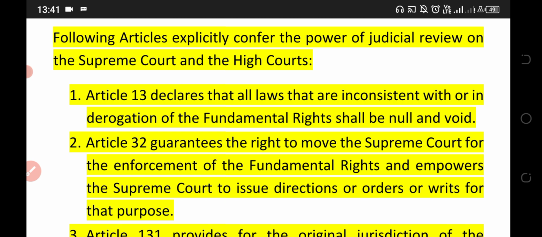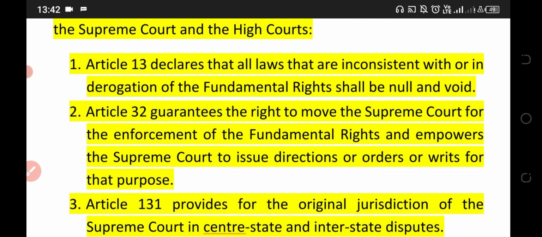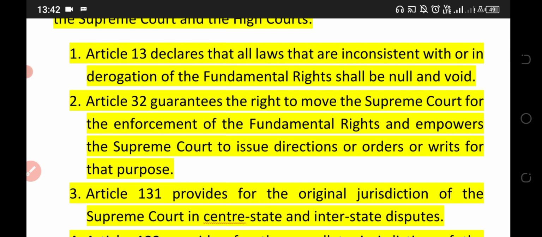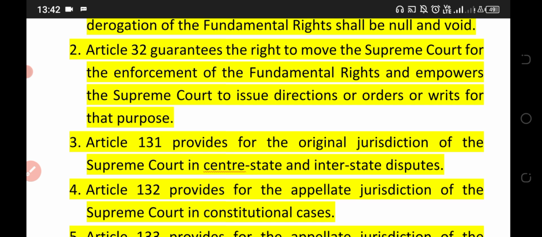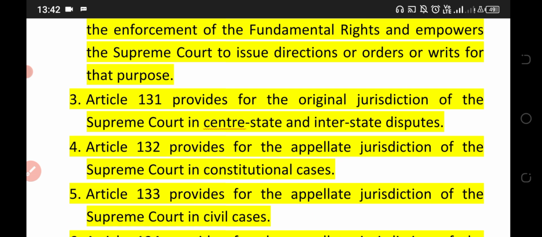The following articles explicitly confer the power of judicial review on the Supreme Court and the High Courts. Article 13 declares that all laws that are inconsistent with or in derogation of the fundamental rights shall be null and void. Article 32 guarantees the right to move the Supreme Court for the enforcement of the fundamental rights and empowers the Supreme Court to issue directions or orders or writs for the purpose.